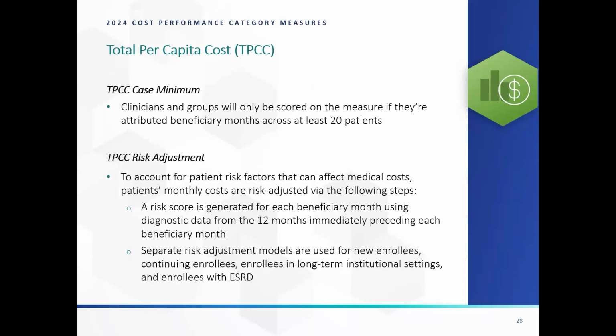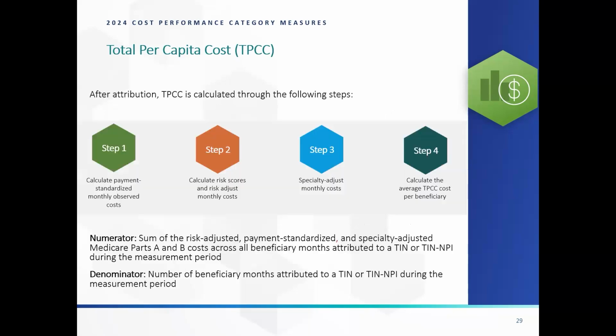The TPCC measure case minimum is 20 patients. So clinicians and groups will only be scored on the measure if they're attributed many months across at least 20 patients. With regard to risk adjustment, a TPCC risk score is generated for each beneficiary month using diagnostic data from the 12 months immediately preceding each beneficiary month. Separate risk adjustment models are used for new enrollees, continuing enrollees, enrollees in long-term institutional settings, and enrollees with ESRD.